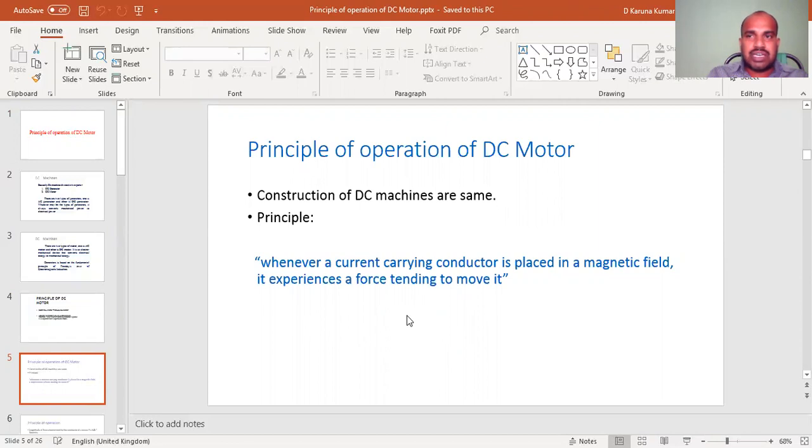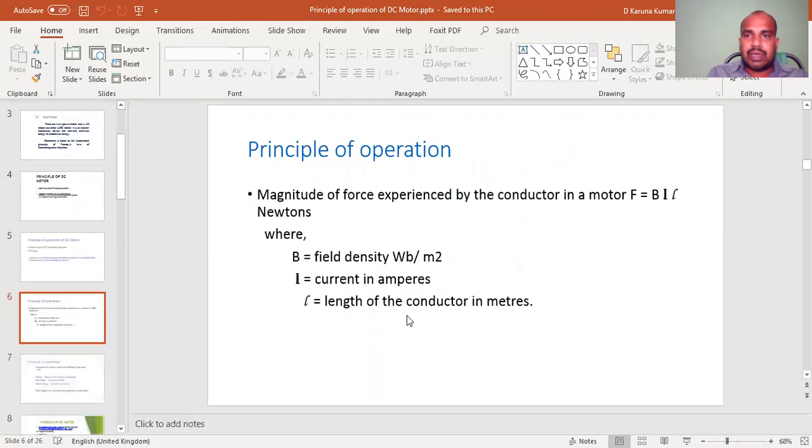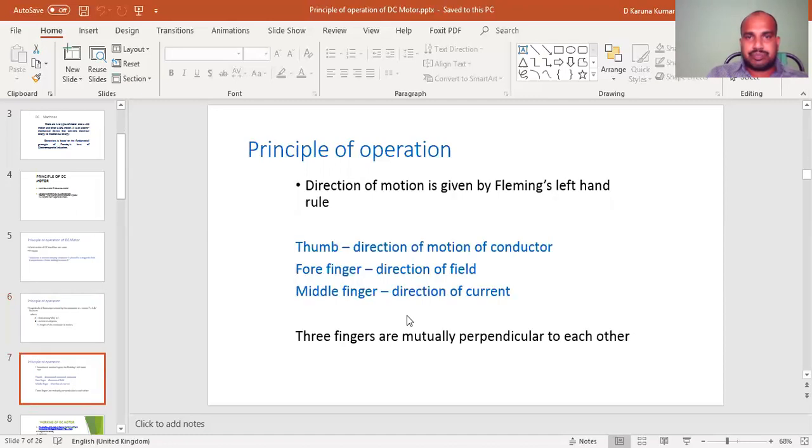The working principle of a generator is that whenever a conductor cuts the magnetic field, an EMF is induced in the conductor. But the working principle of a DC motor is that whenever a current carrying conductor is placed in a magnetic field, it experiences a force tending to move it. That is, F equals B into I into L. Here, F means force, the unit of force is newtons. B means flux density, the unit is Weber per meter square. I means current, the unit is ampere. L means length of the conductor, the unit is meter.